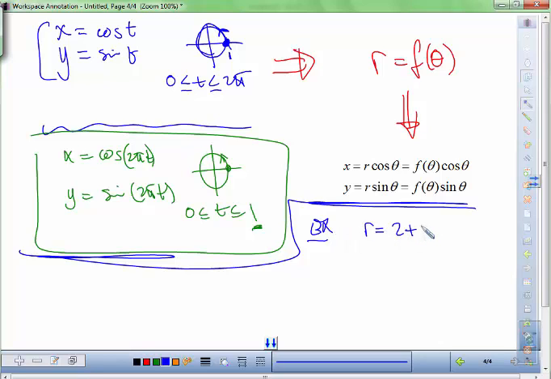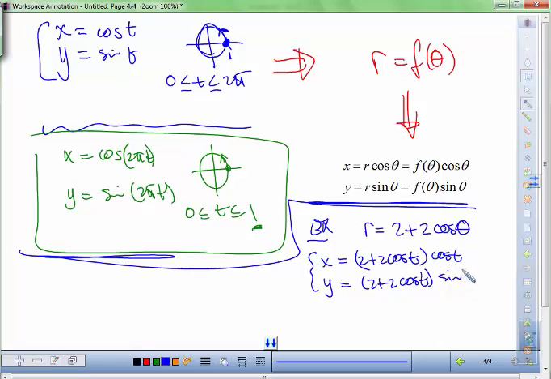So the cardioid is 2 plus 2 cosine theta. If I take that as my function and rewrite it as a pair of equations in x of t and y of t, where x is 2 plus 2 cosine t times cosine t, and y is 2 plus 2 cosine t times sine t, then this set of parametric equations will draw exactly what the polar coordinates would be drawing, except I get to trace it using the parametric equations.